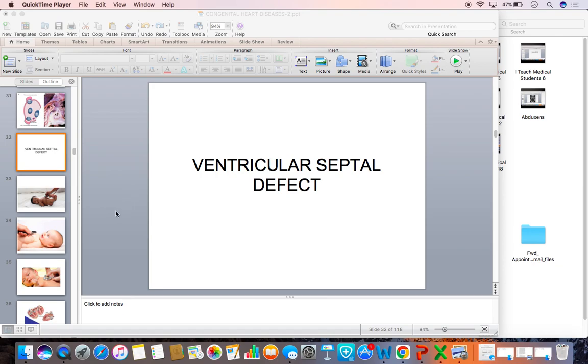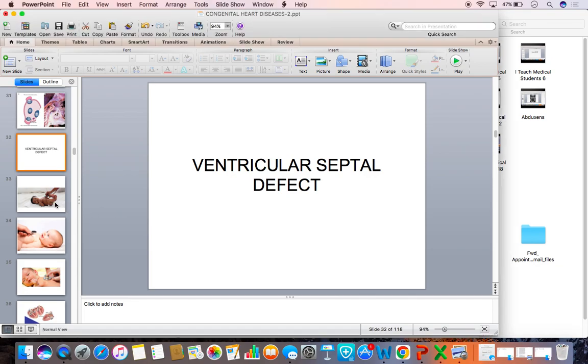Ventricular septal defect is the most common acyanotic congenital heart disease that we are going to touch on today.